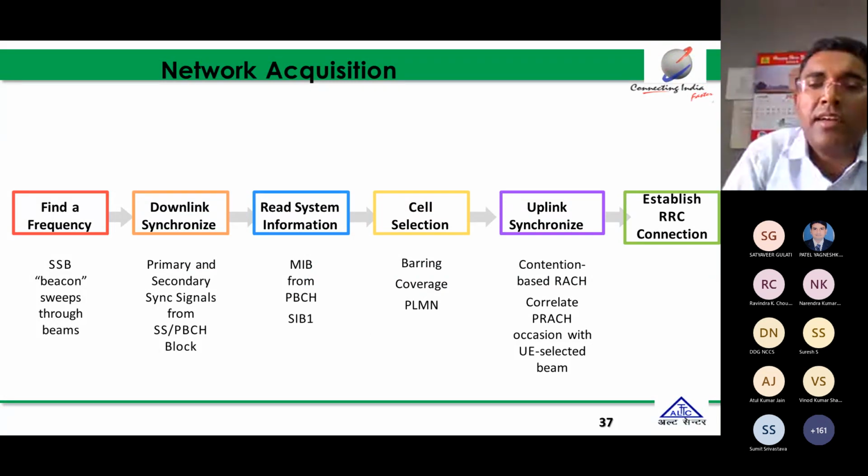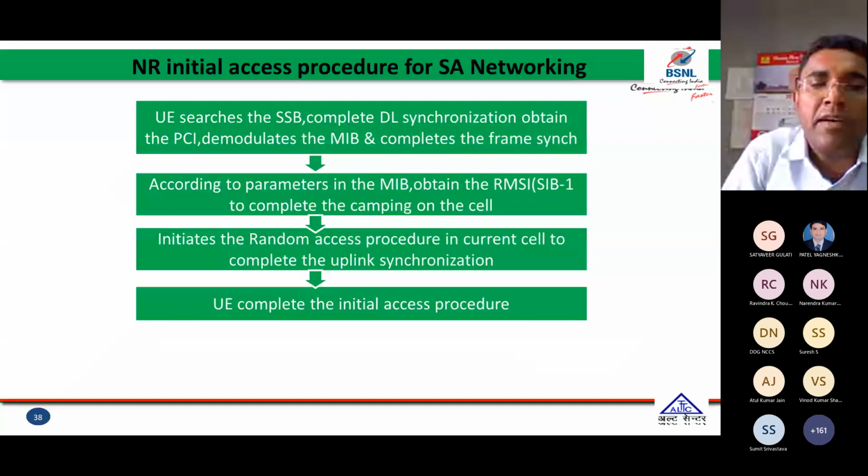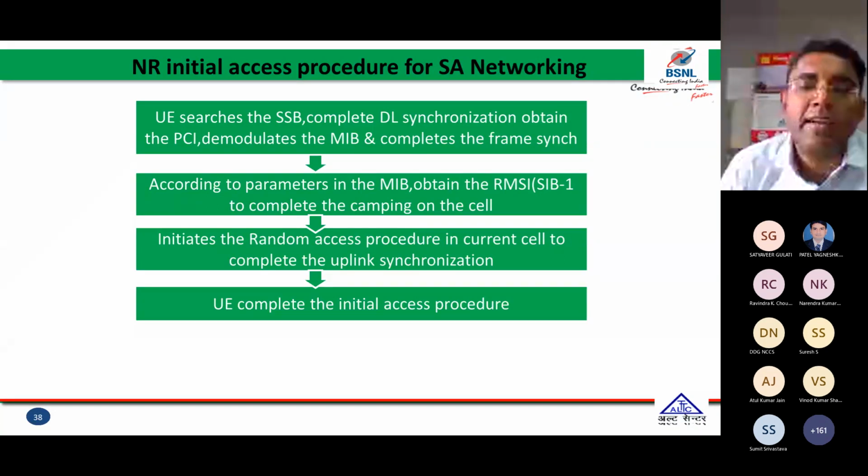You can say here, downlink synchronization, obtain the PCI. What is the PCI? All of you know PCI, physical cell identity. And demodulate the MIB. G node B, that is G node B ID, physical ID. G node B, this is the identification code for the G node B base station.